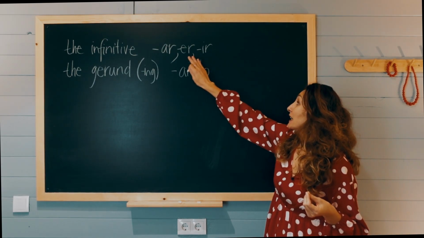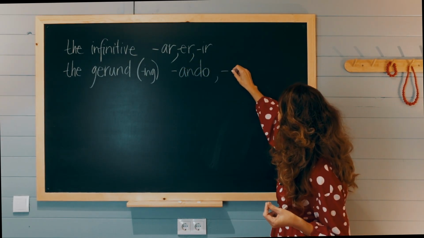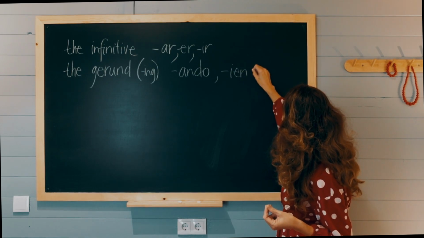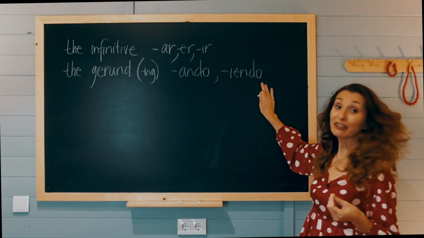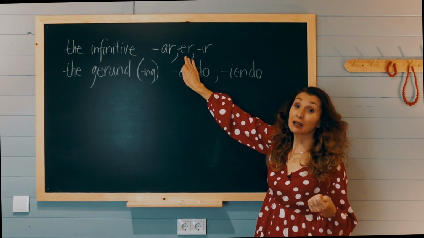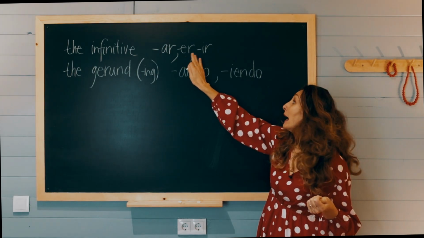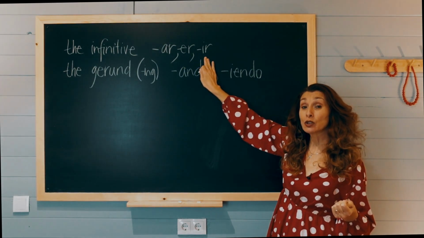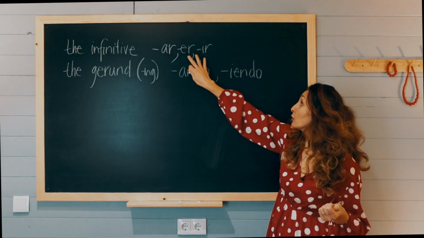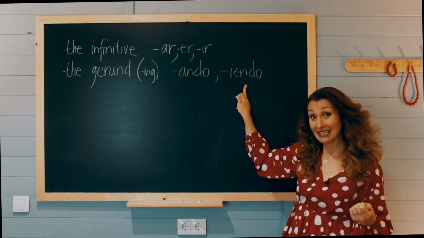And verbs ending in either er or ir will end with iendo. Okay, so for example, to drink, beber, would be bebiendo, and salir, to go out, saliendo. Okay, so these two have the same gerund ending.